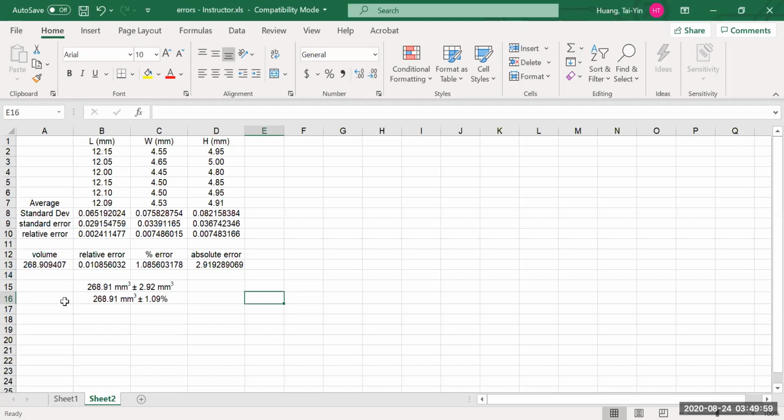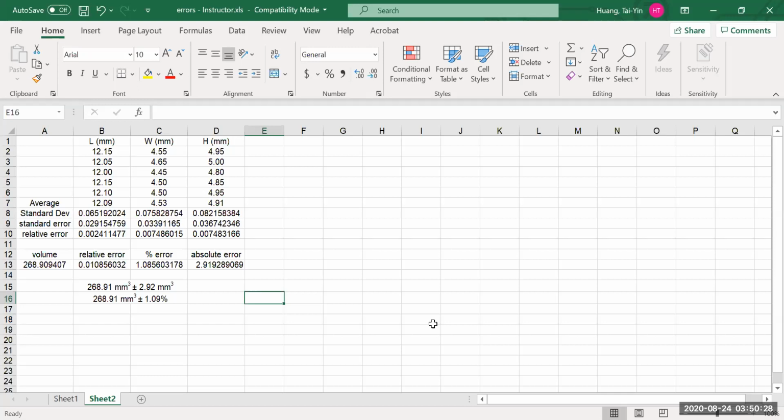So you can see that for the iron bar, what we got is that the volume has a value of 268.91 millimeter cube plus or minus 2.92 millimeter cube. So this is expressed in absolute error. And to express your result in percent error, that will be the volume plus or minus 1.08%. Okay, so that's basically what you're going to do.